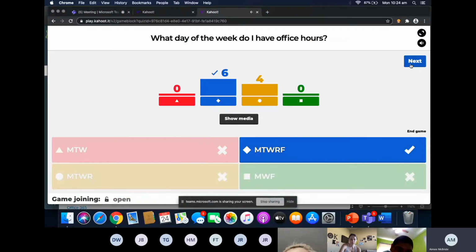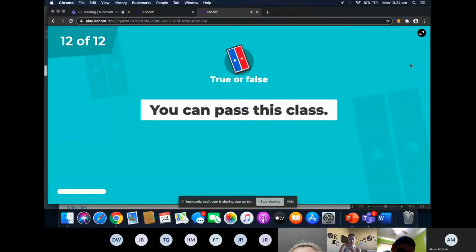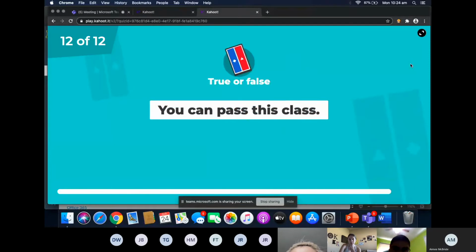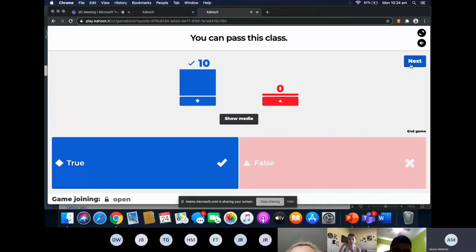Yeah, I have office hours every single day, so there's no excuse. Like I said, if you can't come up here or you don't want to come up here, just email me ahead of time and I can send you a Teams link and we can meet via Teams. Yes. Every single person that is on our meeting today has the same ability to pass this class.